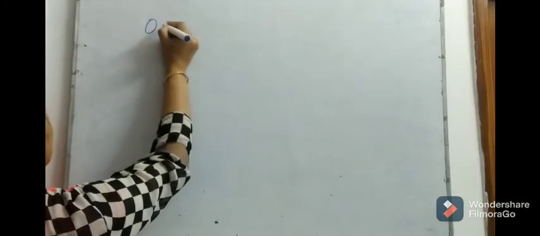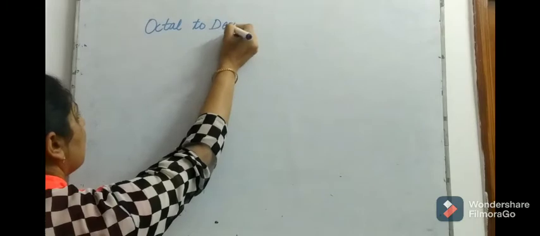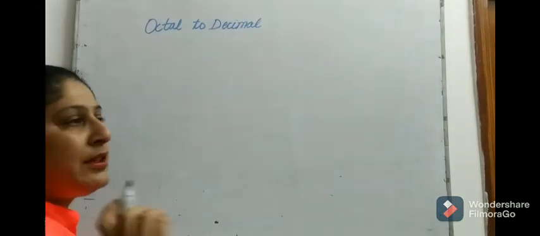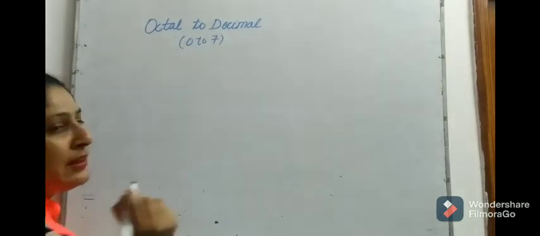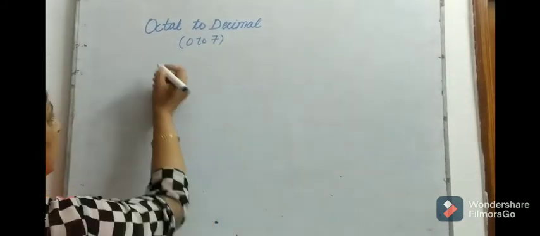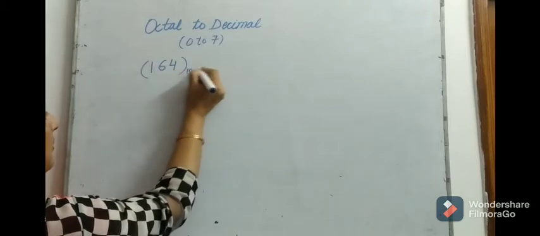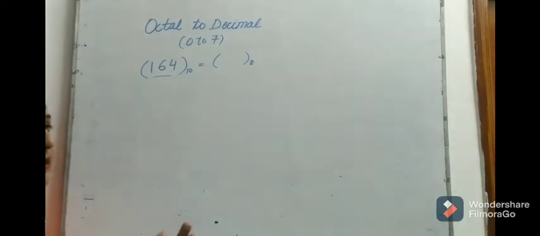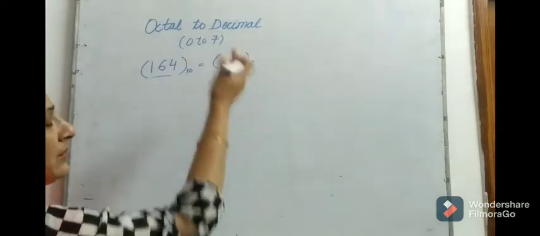So children, octal to decimal. Whenever we have an octal number, its digits will always be from 0 to 7. We will never have a digit more than 7 in an octal number. Right? So let's take the example 164. This is a decimal number and we have to convert it into an octal number. This is a decimal number, so it can have digits from 0 to 9, but after converting, I should never get any digit more than 7.